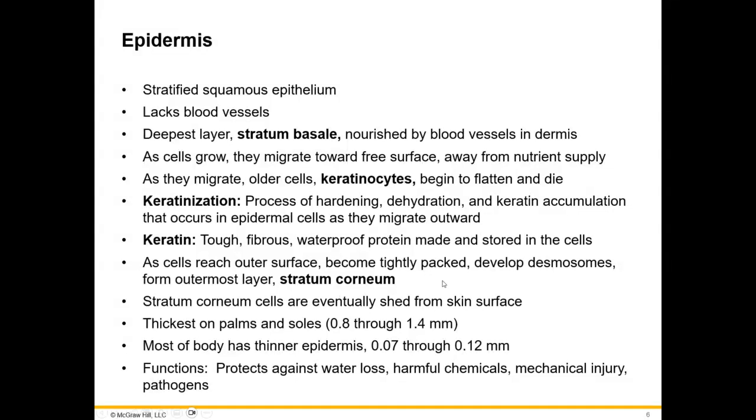Now, as the cells reach the outer surface, they become tightly packed, they develop desmosomes, and they form the outermost layer, which is the stratum corneum. Stratum corneum cells are eventually shed from the skin surface. The thickest stratum corneum is on the palms and the soles of the feet, and it's up to 1.4 millimeters thick. Most of the body has thinner epidermis, though, 0.07 through about 0.12 millimeters. The functions: they protect against water loss, harmful chemicals, mechanical injury, and even pathogens.